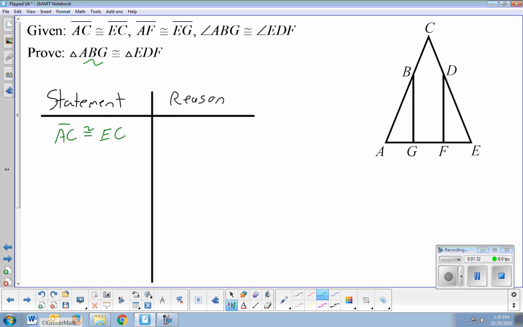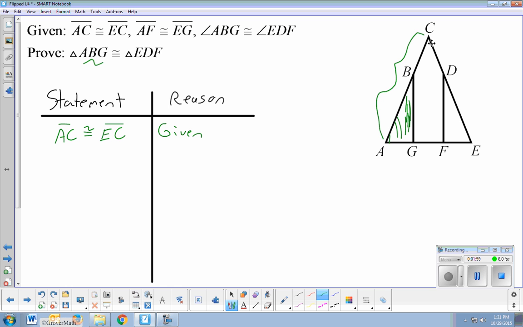Let's put that down as our given and take a look at how we can use it and what it means. Now, triangle ABG here has a side called AB, not a side called AC. AC is this big side here. That's not the same thing as AB. So AC is a congruency, but it's not a side congruency for the triangle I'm trying to prove.